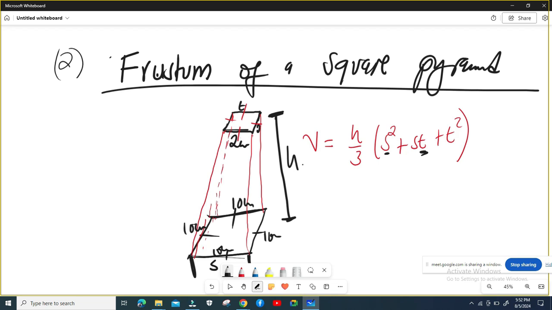And then you can just substitute in this formula. When you substitute, you simplify. You are home and dry.